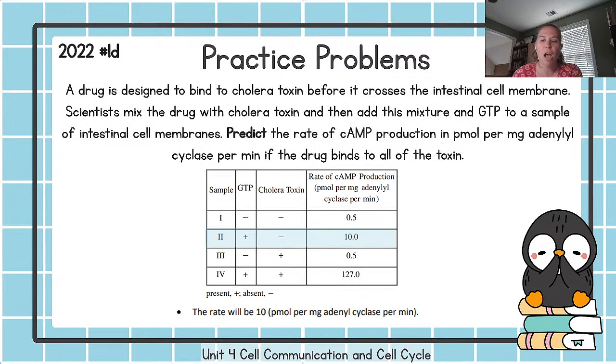Okay, 127 you meant, sorry. You can't do 127 divided by 10 because you didn't subtract your initial. So you're going to have to do the full amount.